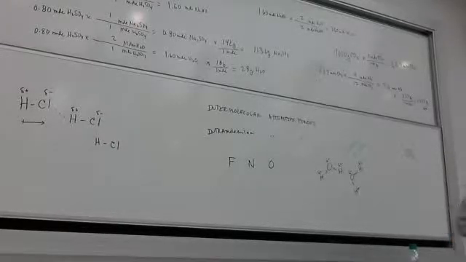Okay, ammonia, NH3, 17 grams per mole, boils at minus 33.4 degrees Celsius. Okay. Water, 18 grams per mole, boils at 100 degrees centigrade. It's an insanely high temperature for such a small molecule. Why?